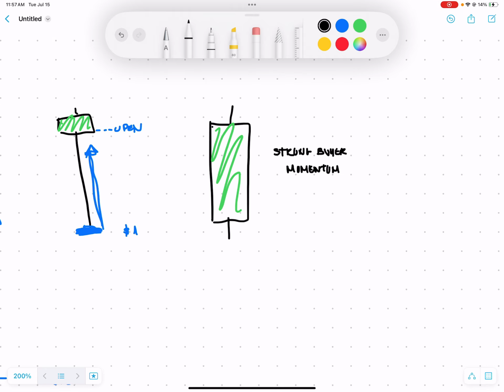That means that buyers are stronger than sellers, and these create huge candlesticks going up.